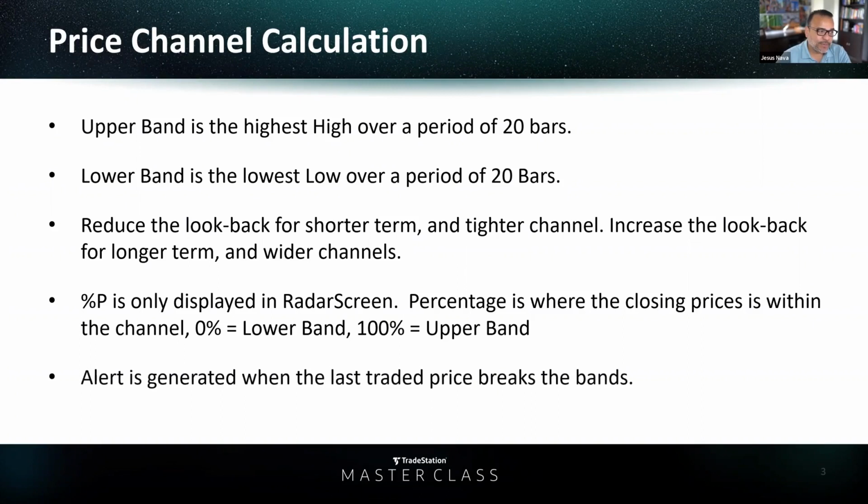Sometimes you may want to look at a particular time period to identify those significant highs and significant lows. Percent P is a calculation only displayed in radar screen. And the percentage is where the closing price is within the channel. If it's at 0%, that means that you're exactly at the lower band. If it's 100%, you are exactly at where the upper band value is. Any negative percentage means that you're below the lower band, and any value higher than 100% means that the prices are above that upper band. So that's the way the percent P calculation is displayed, and we're going to take a look at that in radar screen.